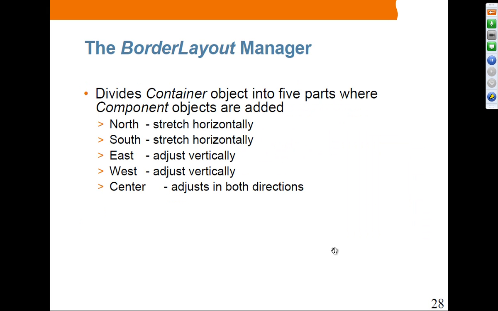Okay, so that is the flow layout manager, and the next one is the border layout manager. This is the default. You can specify north, south, east, west, and center. If you specify north, it will stretch horizontally. South also stretches horizontally, and east and west adjust vertically. If you say center, then it will adjust in both directions.